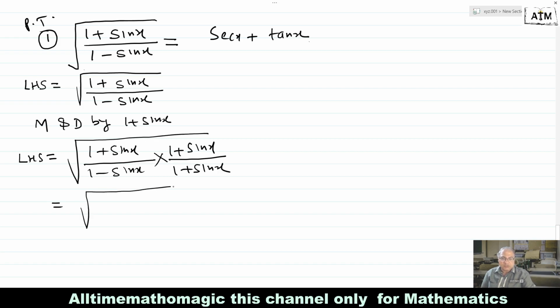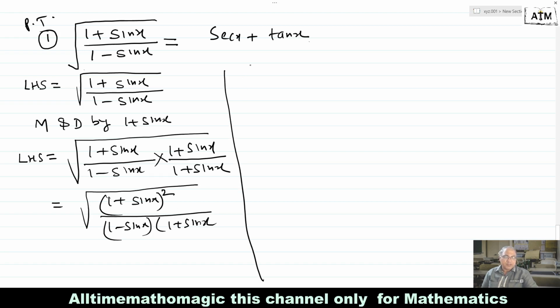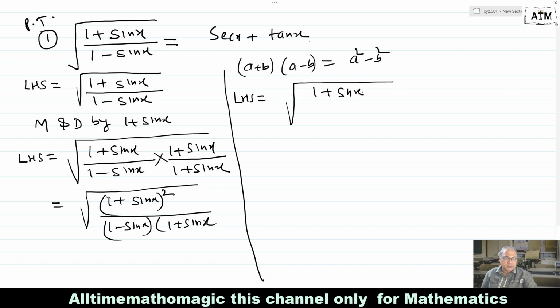This equals under root of (1 plus sin x) whole square upon (1 minus sin x) into (1 plus sin x). Now (a plus b) into (a minus b) equals a square minus b square. Therefore LHS equals under root of (1 plus sin x) whole square upon 1 minus sin square x.